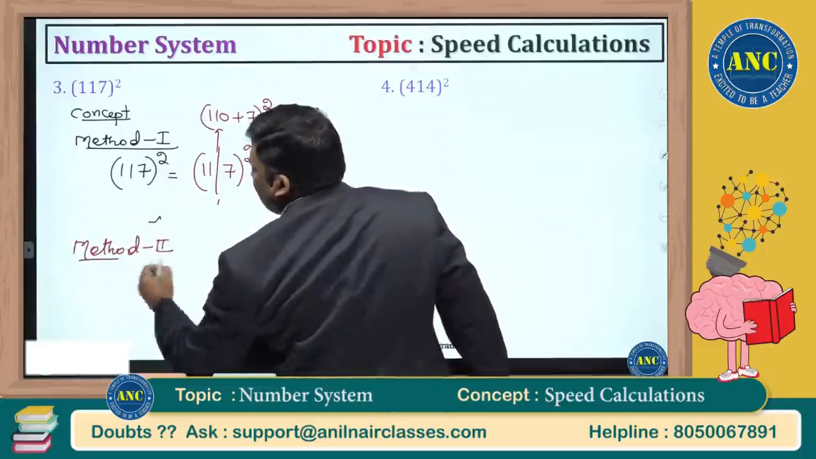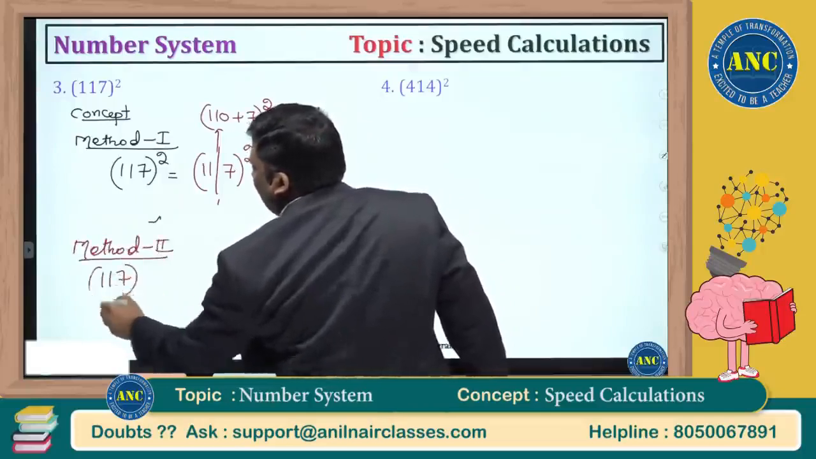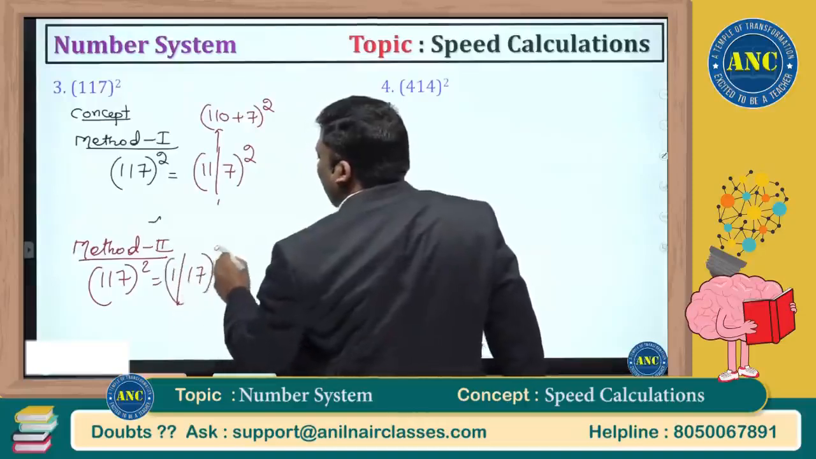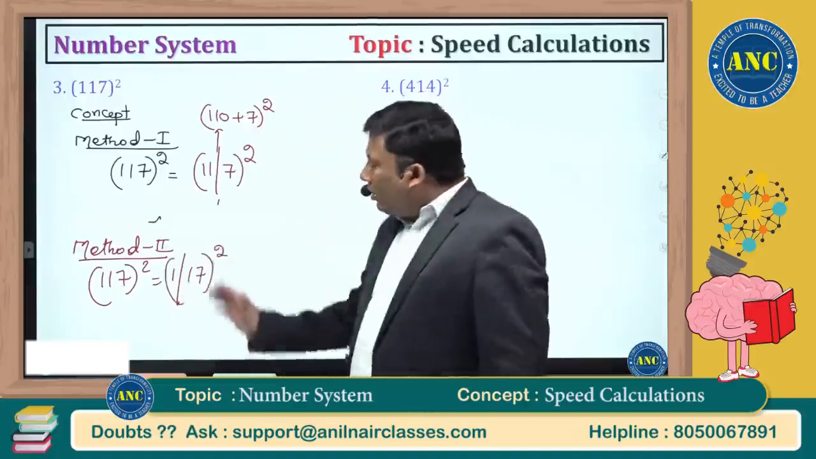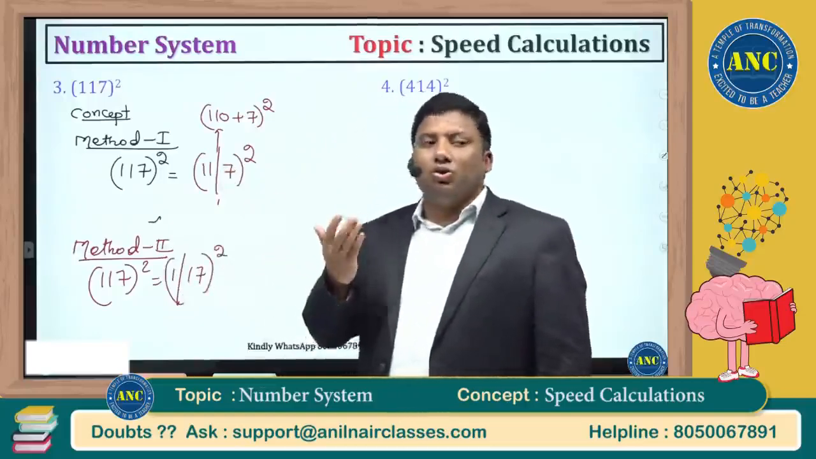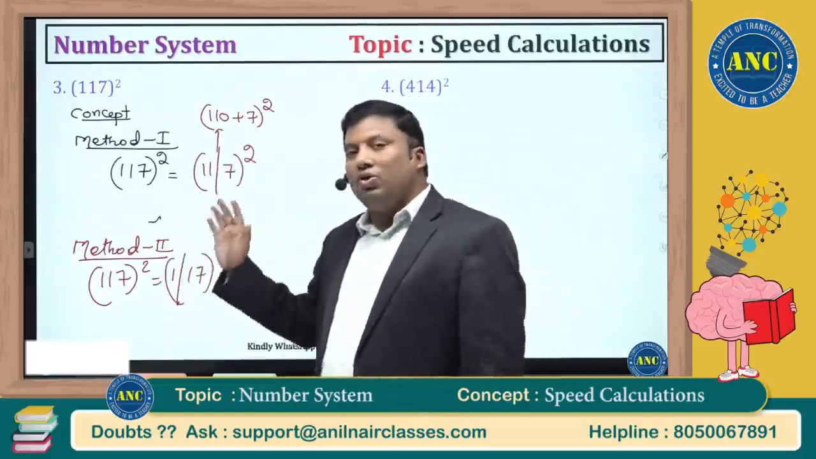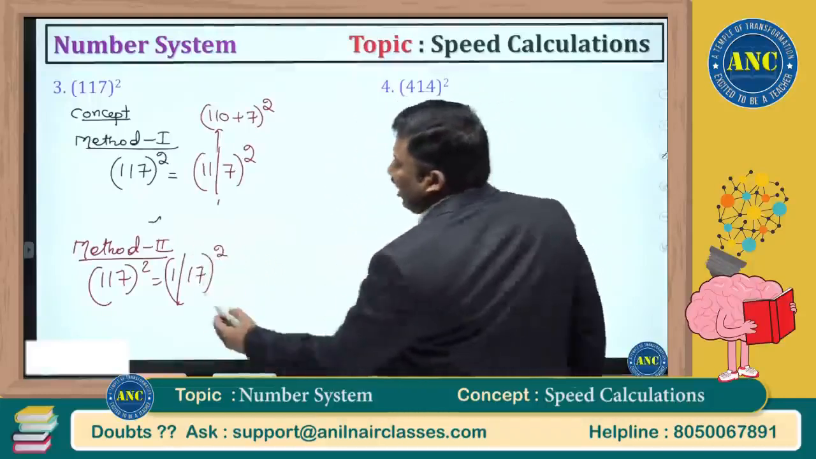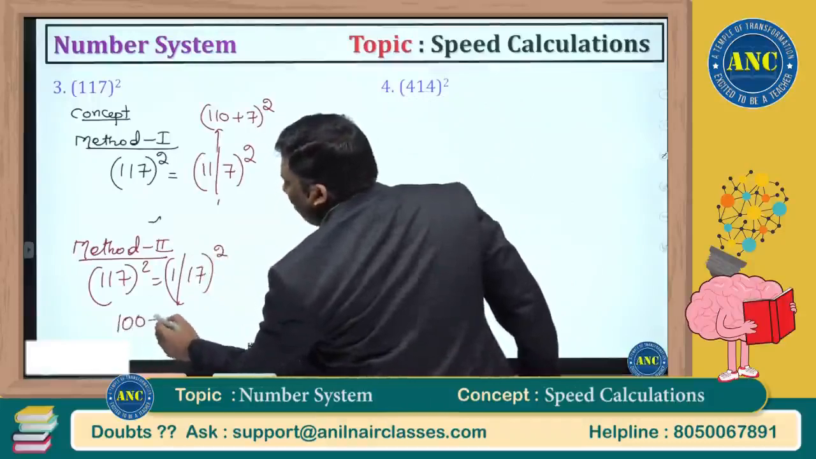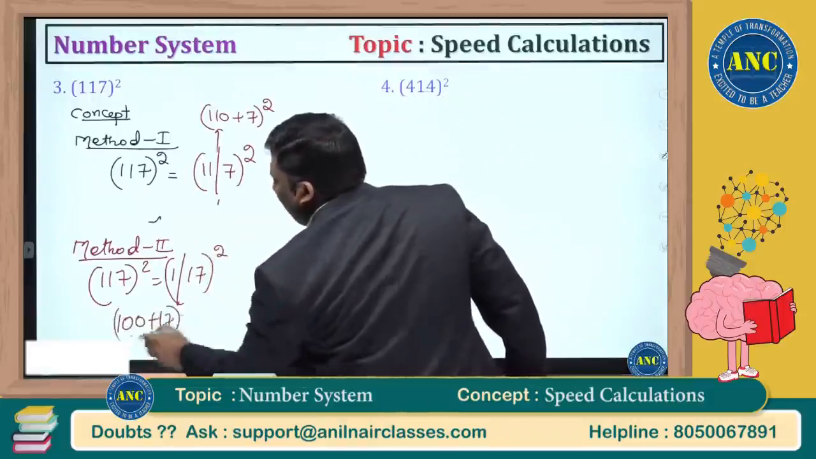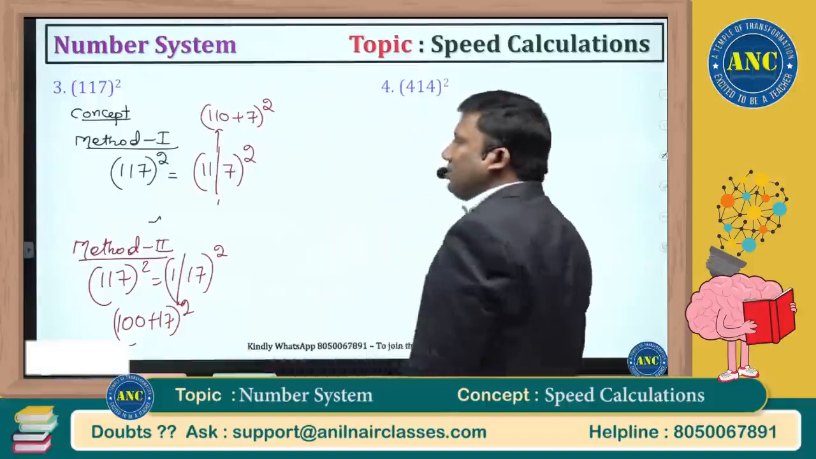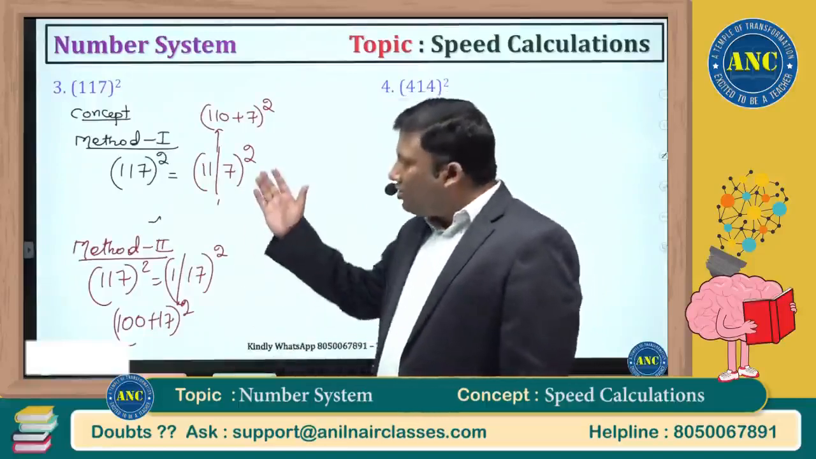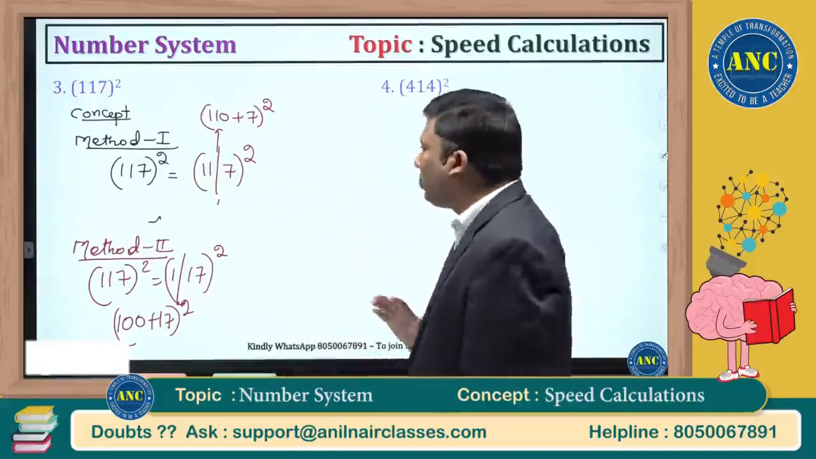Method 2. 117 whole square. If I divide it into 1 and 17, square. The 3-digit number is divided into 2 digits. First I took a value 2 digits, b value 1 digit. Now I take a value 1 digit, b value 2 digits. It is nothing but 1 into 100 plus 17 whole square. One way is to write 110 plus 7 square, another way is to write 100 plus 17 whole square. Sir, which method to choose depends upon the number that you are taking.